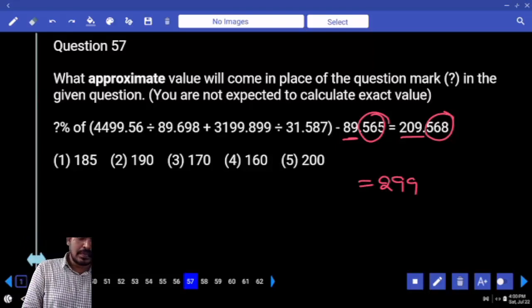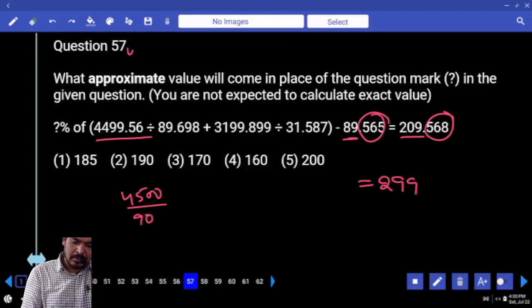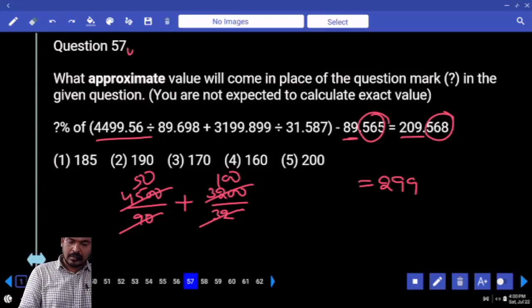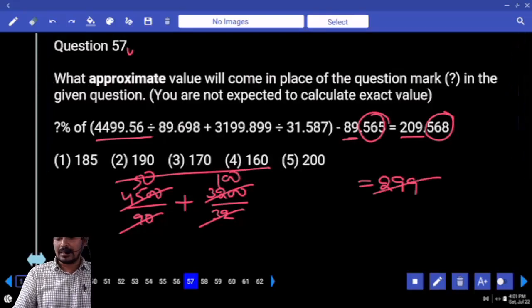Next, what is the remaining in left hand side? 4500 divided by 90 plus 3200 divided by 32. 90 almost 50 times. 32 how many times? 100 times. 50 plus 100, 150. Here 299 is exactly 2 times 150. Left hand side percentage will become right hand side into 2 into 100. 100 into 2, total it is 200.